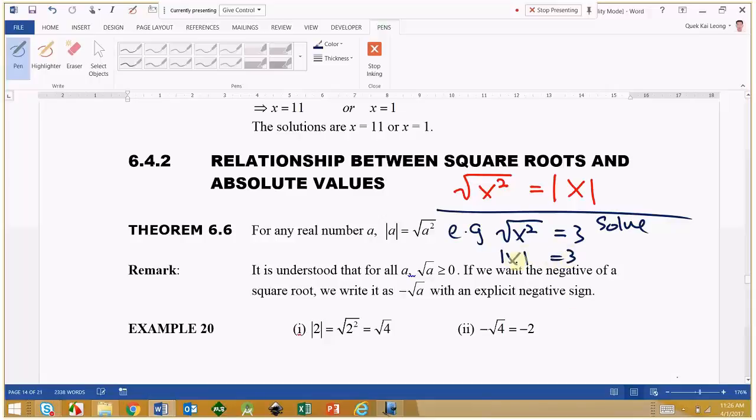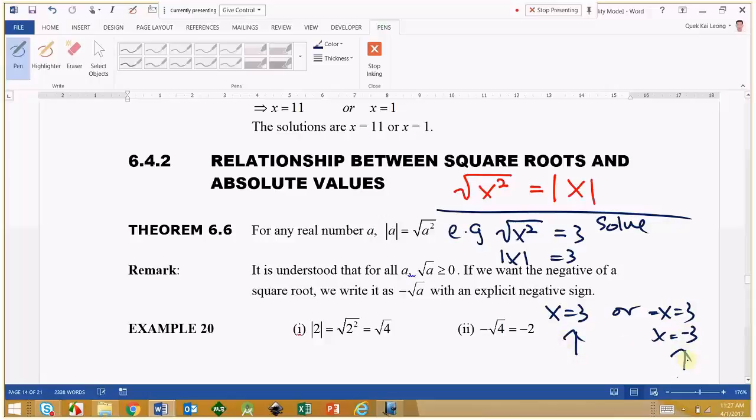If absolute x equal to 3, if I remove the absolute, it can be positive x equal to 3. Or there are two cases: one is positive x, the other one is negative x. Negative x will be equal to 3, so x equal to negative 3. So x can be 3, x can be negative 3.